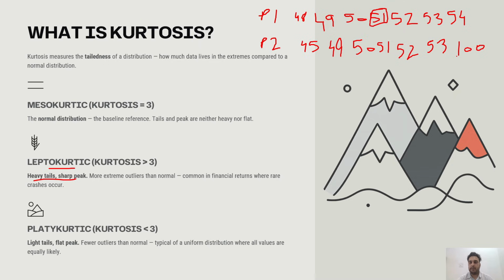In this example, we see we have an extreme point, which contributes to heavy tails. That means there are more extreme outliers than normal, and commonly this happens in financial returns, where rare events occur, crashes occur, right?